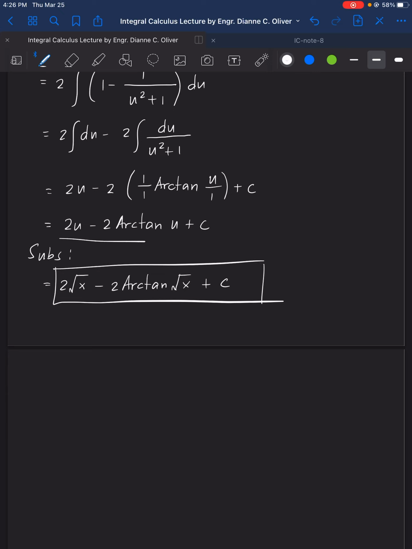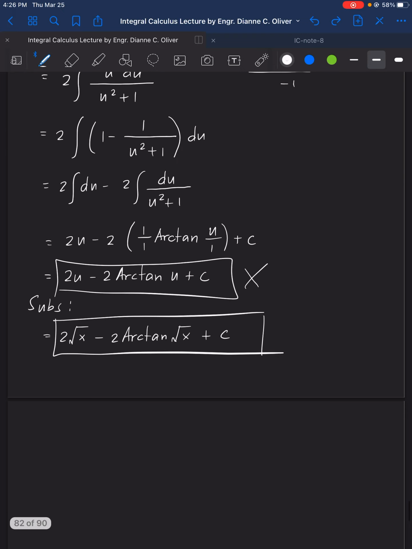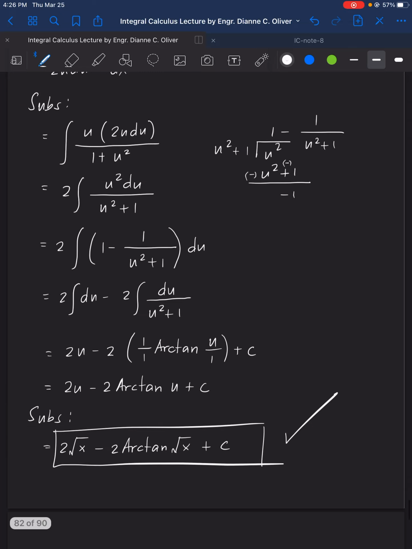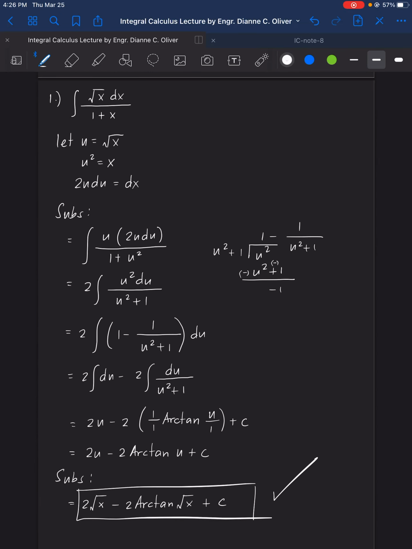If your answer is the one in terms of u, then that is wrong, because the problem here is in terms of x, not in terms of u. So if your answer is that one, then I'm sorry, I will mark it as wrong. This is the correct answer. Okay, that is for example number 1. So screenshot it first.